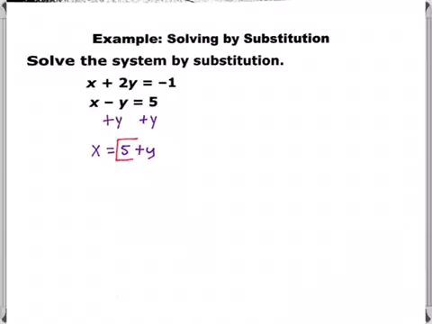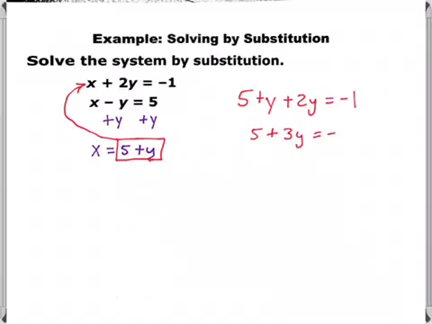Now I know what x equals, and I can take what x equals and plug it in for x into the first equation. So now my new equation becomes 5 plus y plus 2y equals negative 1. I'll combine like terms. I've got 5 plus 3y equals negative 1. I will subtract 5 from both sides. I've got 3y equals negative 6. And my last step, divide by 3. And so in this case, I get y to equal negative 2.